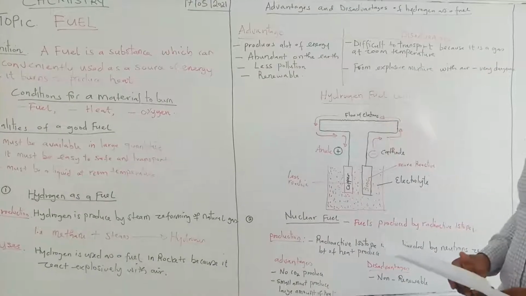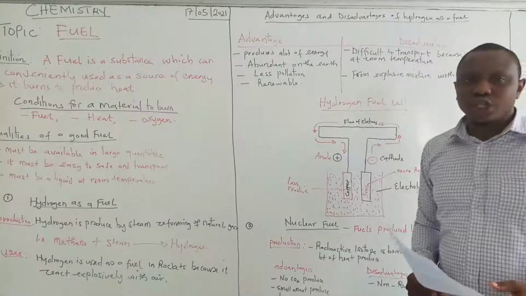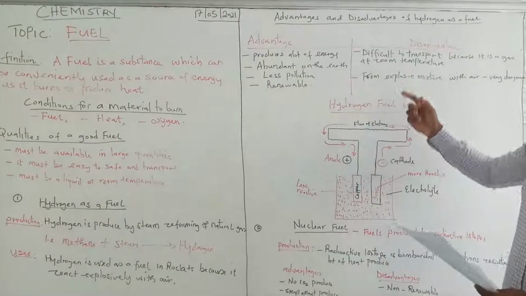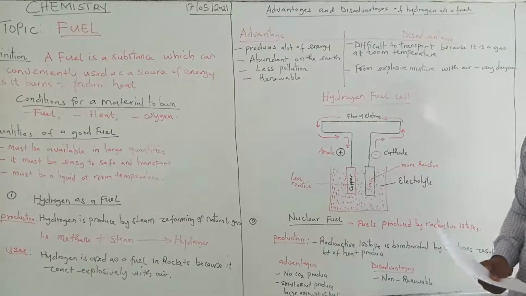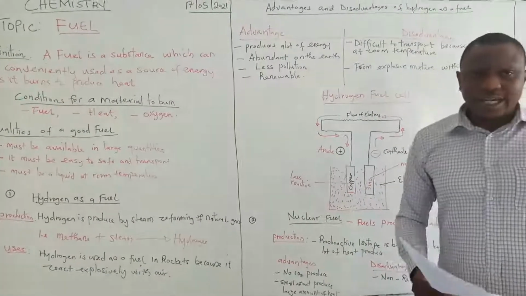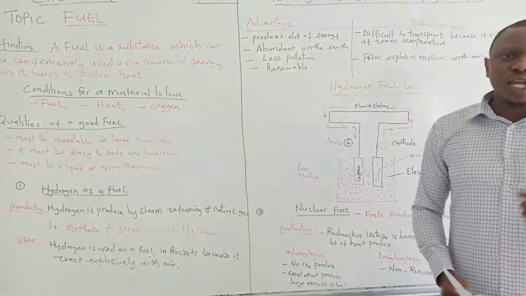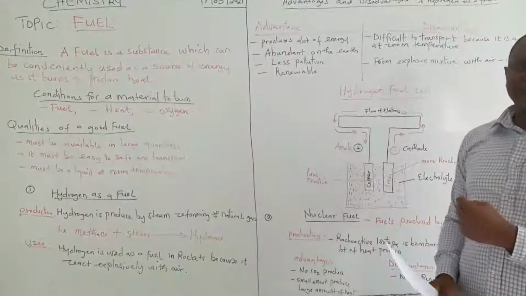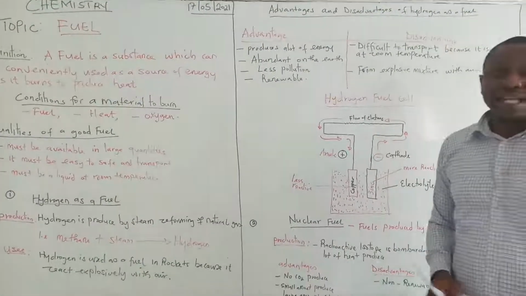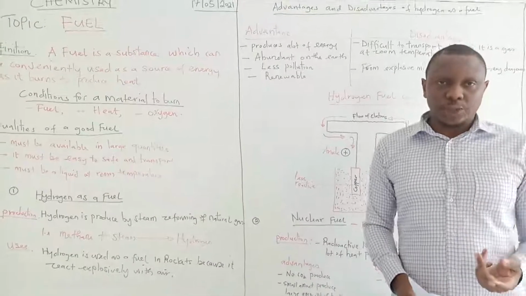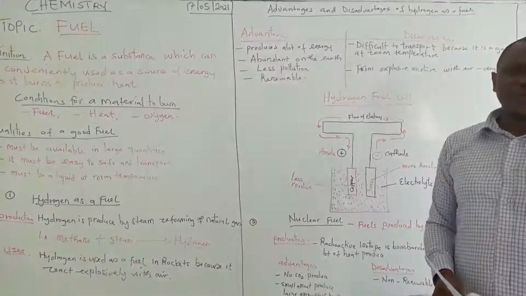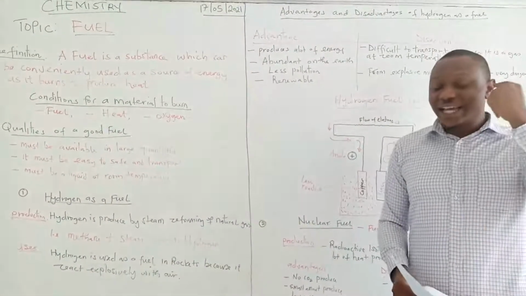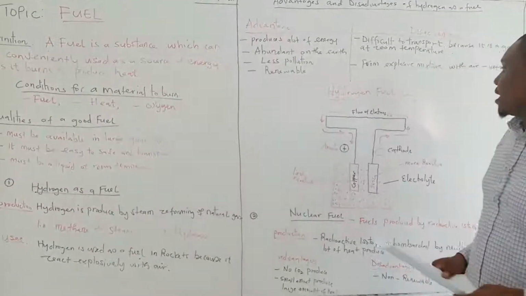Now we are looking at the disadvantages, the things that make hydrogen not to be considered as a good fuel. The first one is that it is difficult to transport because it is a gas. Remember that we said a good fuel should be safe to keep and easily transported. But since hydrogen is a gas, it is difficult to transport. And remember, a quality of a good fuel is that it must be a liquid at room temperature, but hydrogen is a gas.